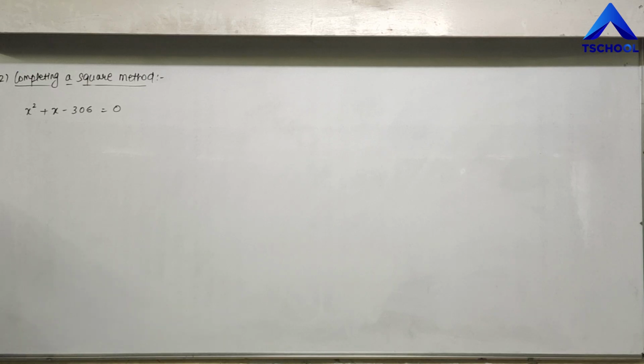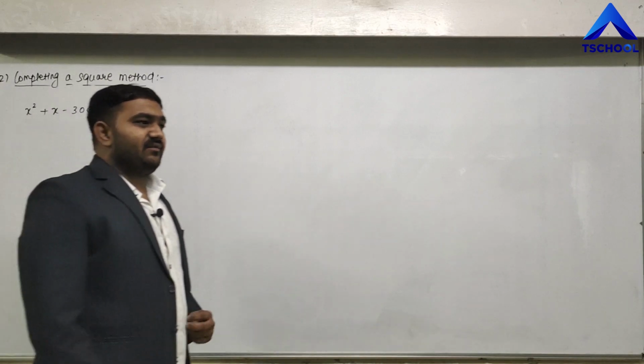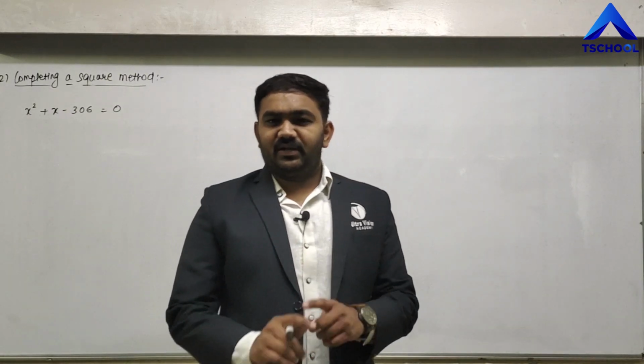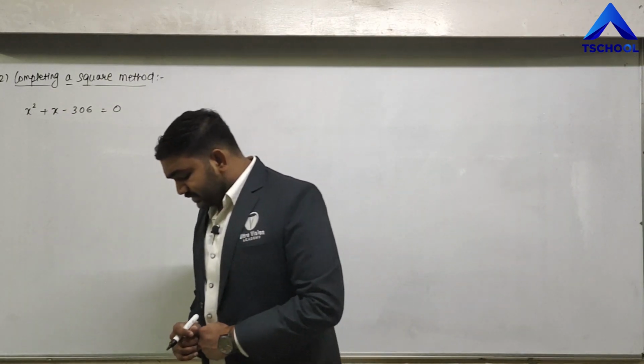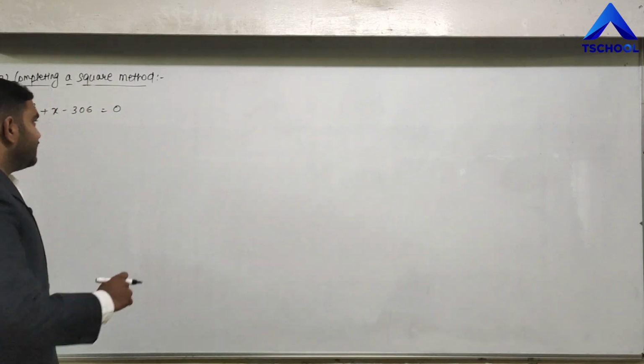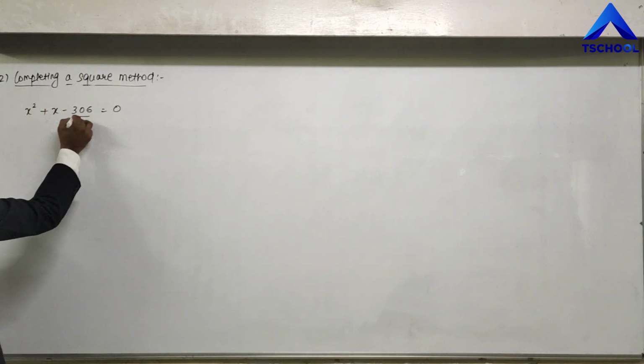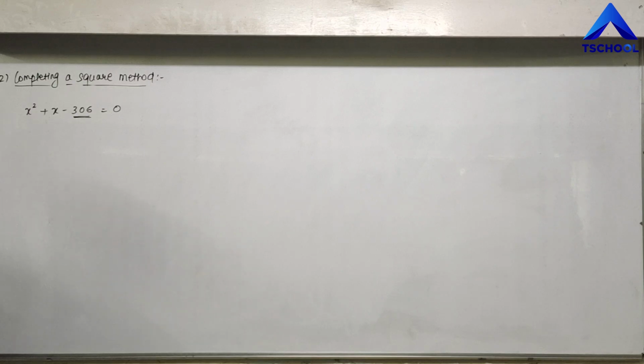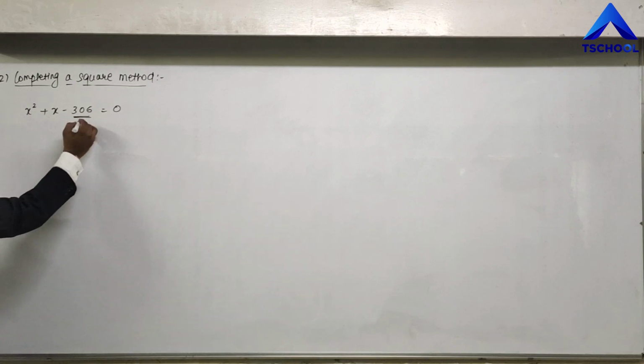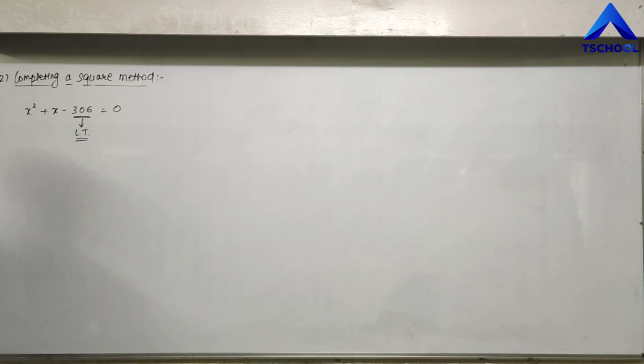Now if I want to factorize this, then what I am going to do is split the middle terms, as we saw in the factorization method. But here, by completing a square method, that means first of all we are going to set this last term here. This is the last term. We are going to set this according to that, so that what we get is a perfect square.